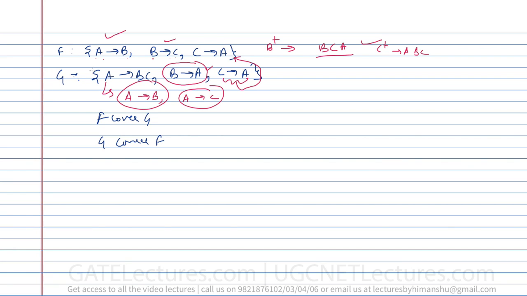In the same way you can check that F covers G, because in case of F, even if you take A closure, then you can identify A, B, C. So here F covers G as well as G covers F, hence F and G are equivalent.